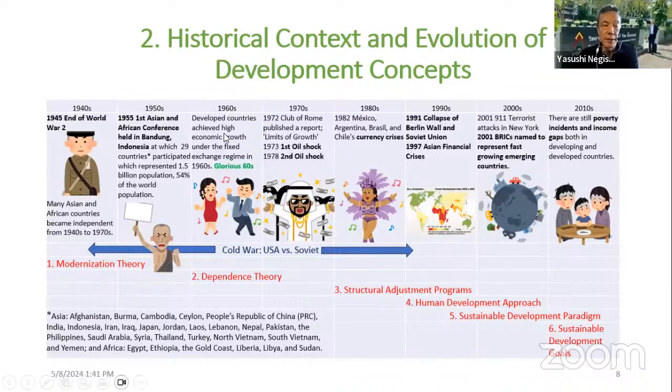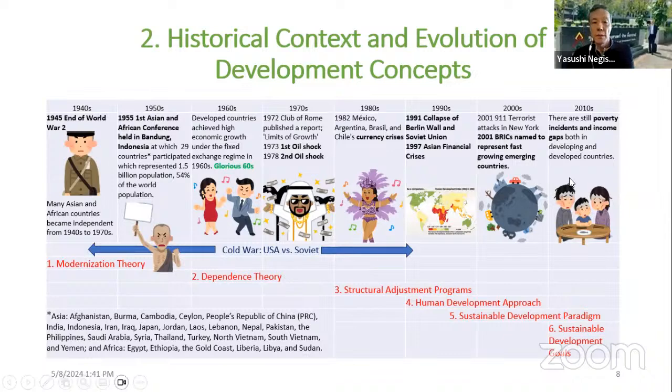And in the 1960s, thanks to the peace brought about just after World War II, many developing countries were able to achieve high economic growth after they reconstructed the infrastructure devastated by World War II. This period in the 1960s, we call the glorious 1960s, where developed countries were able to enjoy a stable high growth period.